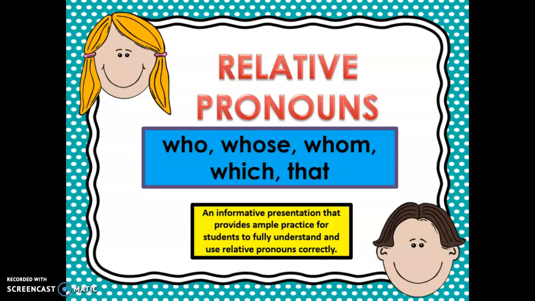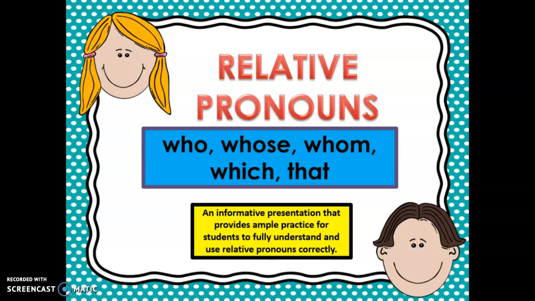And so I'm going to go through this PowerPoint with you, show you kind of what relative pronouns are, how to pick which relative pronoun you're going to use, and then we'll do some practice ones. I think we have about 5 practice ones to do. And then you're going to be responsible for doing a worksheet about relative pronouns.